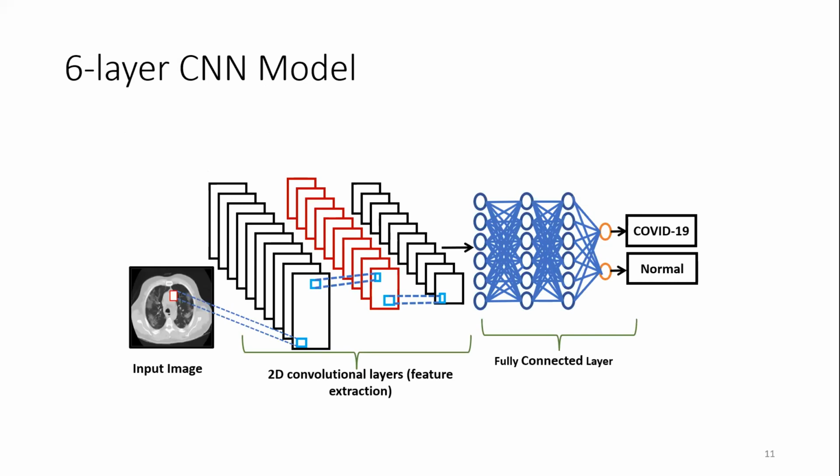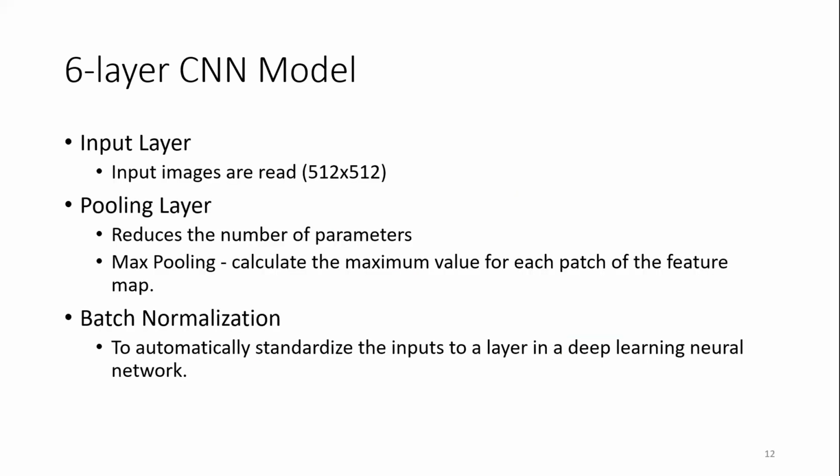In the CNN model, first you put the input images that are fed into the convolution layer, which will be processed and finally go into the fully connected layer. It will be classified as COVID-19 and normal. Then the 6-layer CNN model contains the input layer. The input images are resized to 512 by 512.